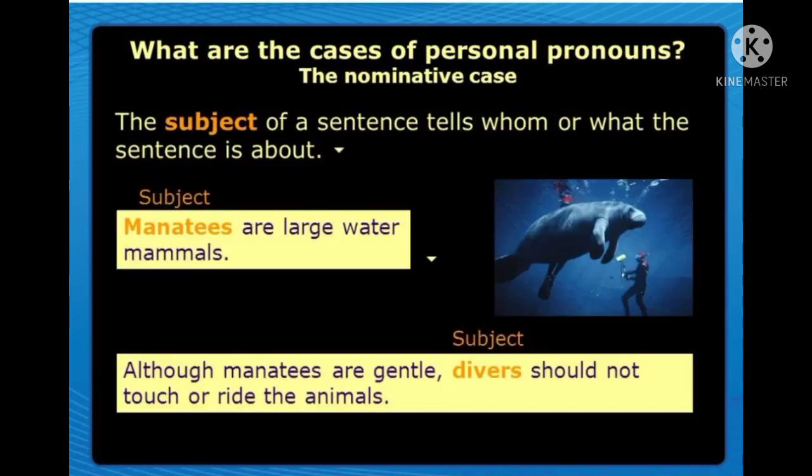The subject of a sentence tells whom or what the sentence is about. Example: Manatees are large water mammals. Although manatees are gentle, divers should not touch or ride the animals.